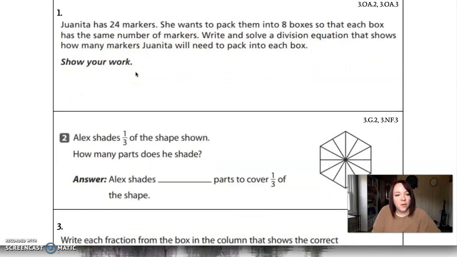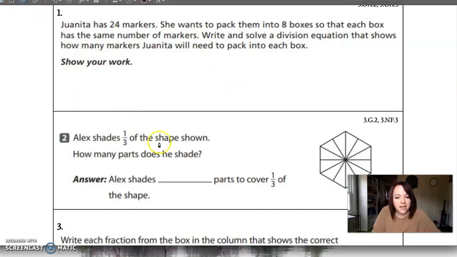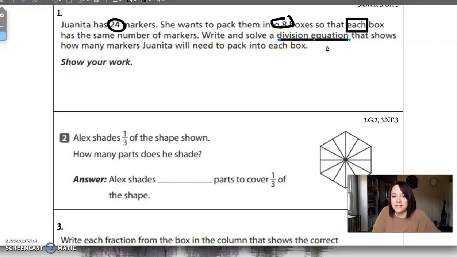Number one, Juanita has 24 markers. She wants to pack them into 8 boxes so that each box has the same number of markers. Write and solve a division equation that shows how many markers Juanita will need to pack into each box. So we know that we need to use cubes, and I'm going to circle my numbers. And then I'm going to box important keywords. So each, we know that we either need to multiply or we need to divide. And then it says solve a division equation. So we know we need to divide now.